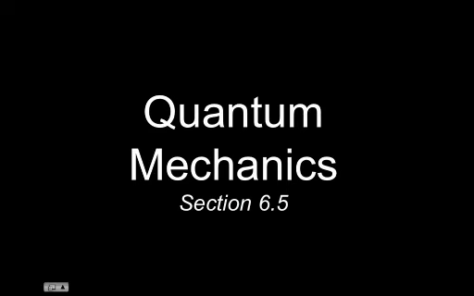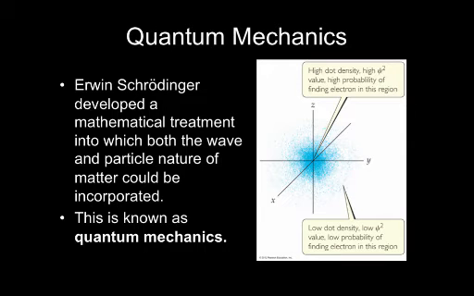Hi, this is Mrs. Baston, and today we're going to talk about quantum mechanics, which is section 6.5. Up to this point, we've been talking about the Bohr model of the atom. Bohr said that the electrons were found in two-dimensional orbits, and they could only go from one level to the next in these allowable orbits when they gained energy or when they released energy.